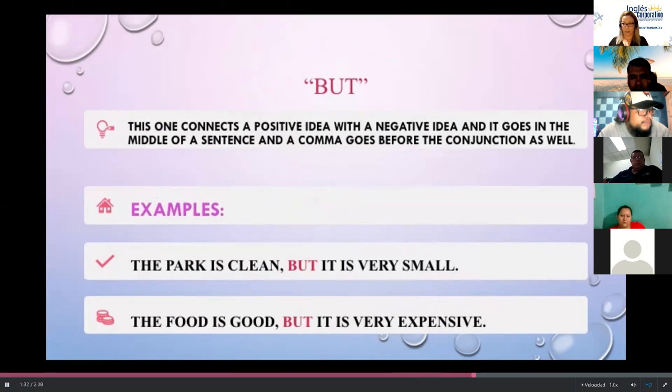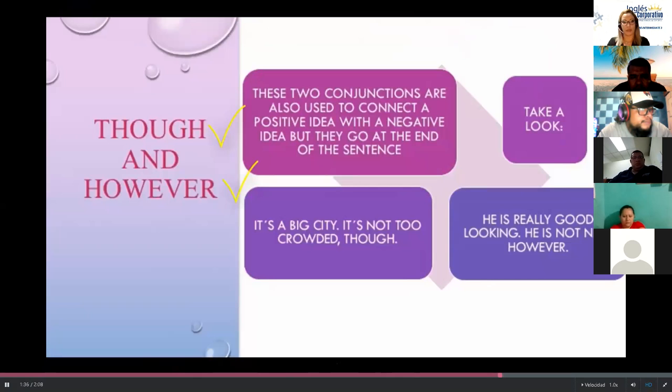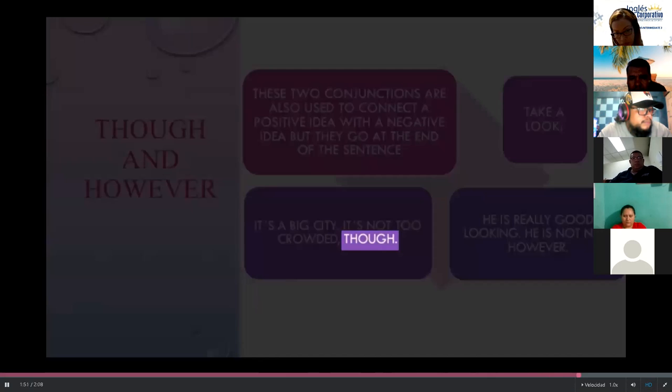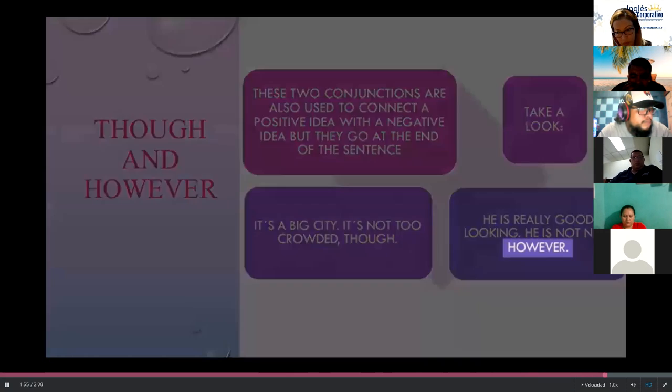We have two conjunctions left, though and however. These two conjunctions are also used to connect a positive idea with a negative one, but they go at the end of the sentence. Take a look. It's a big city. It's not too crowded, though. He's really good looking. He's not nice, however.